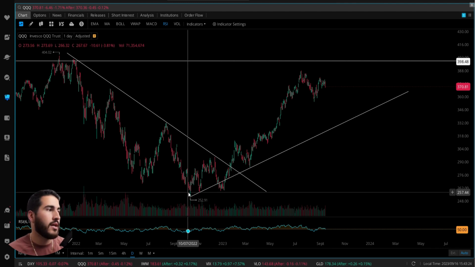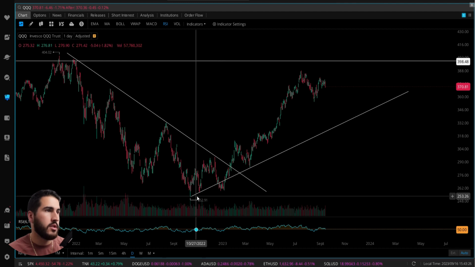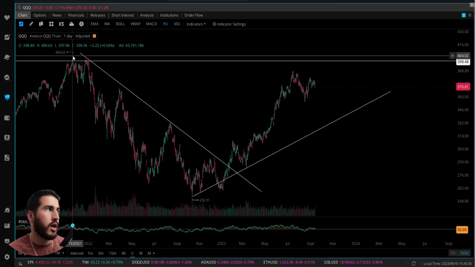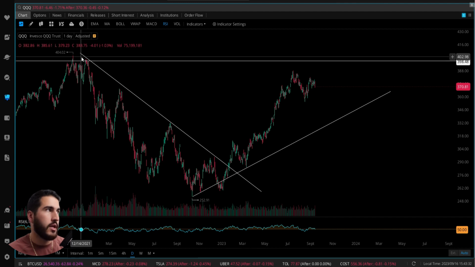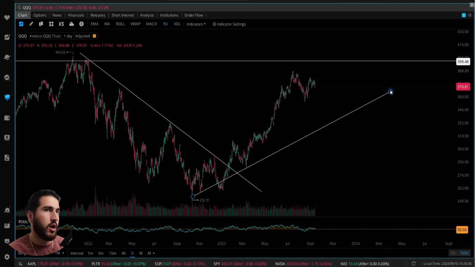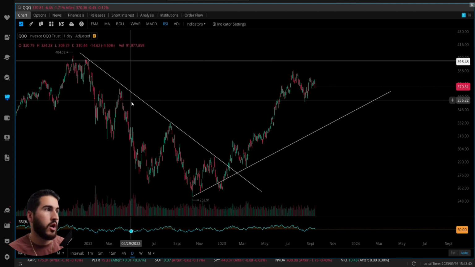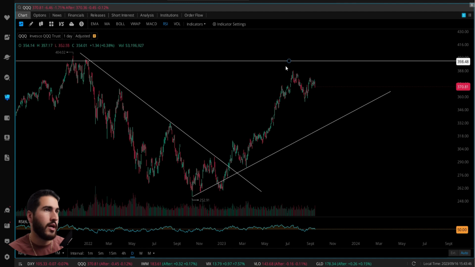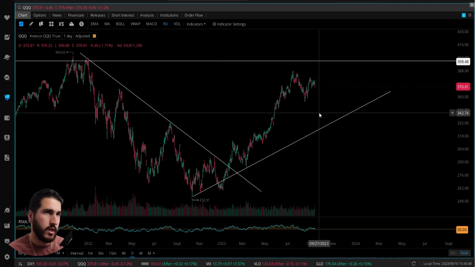We're looking at the daily chart, and as you can see, go back to the prior high here at $404 and this downtrend, which is now broken, and we're starting a new uptrend in QQQ. Lower highs, lower lows, reversal, now higher lows and higher highs. It's as simple as that.